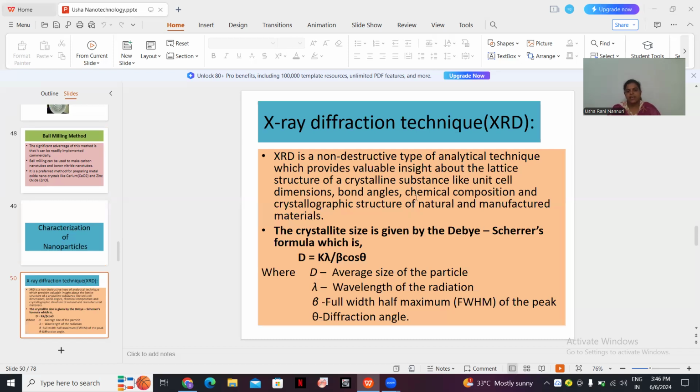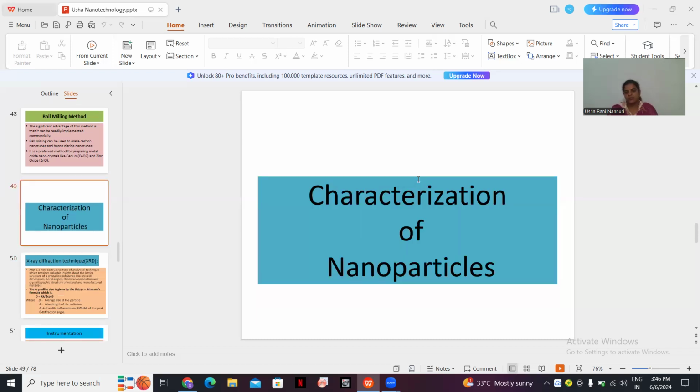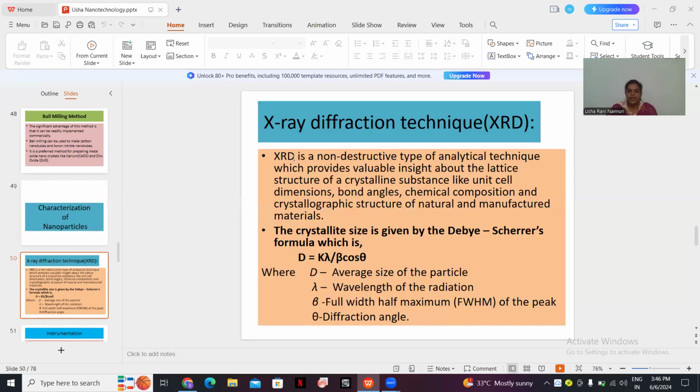Here are some of the characterization techniques for nanoparticles. To characterize the nanoparticles, we have techniques such as X-ray diffraction, that is XRD, scanning electron microscopy, and transmission electron microscopy. The first one is the X-ray diffraction technique, XRD.